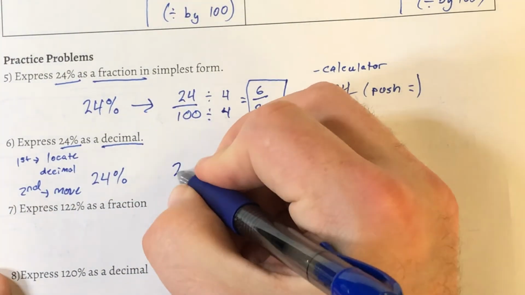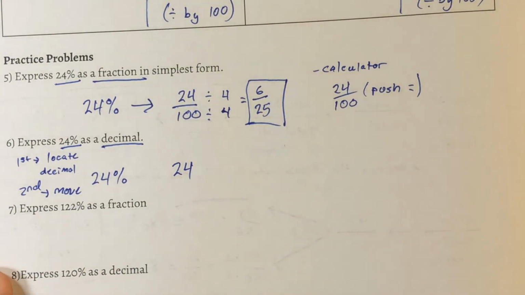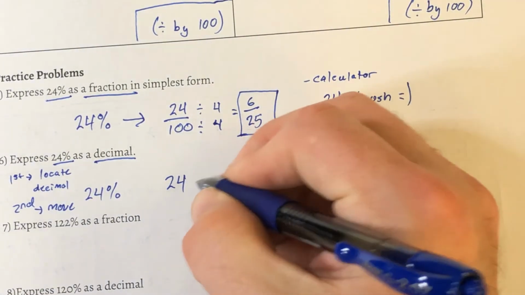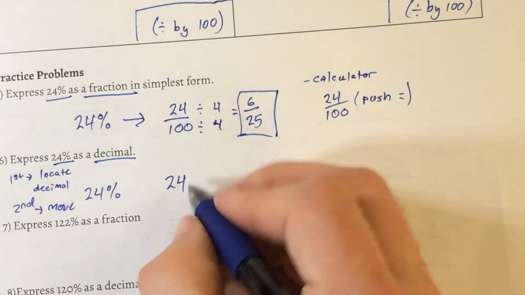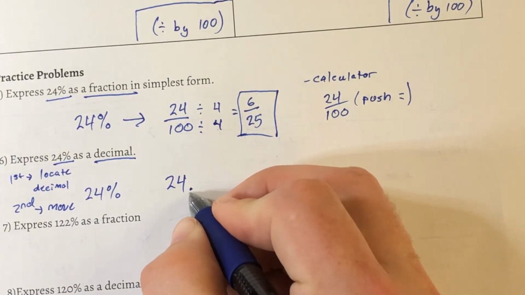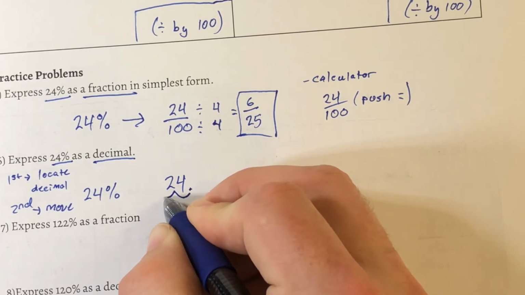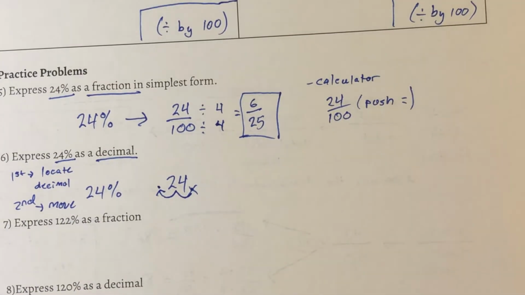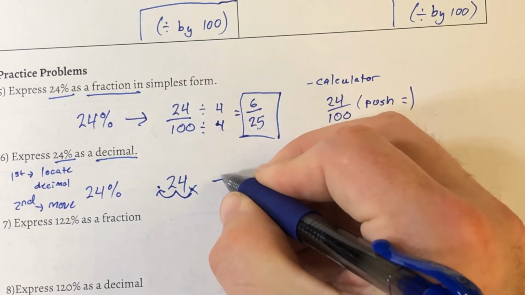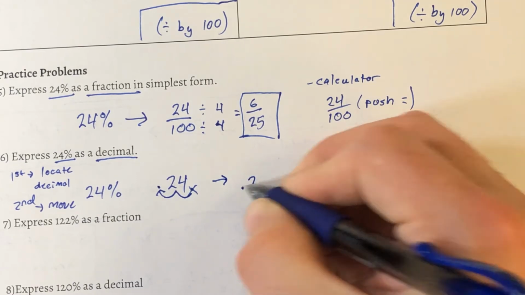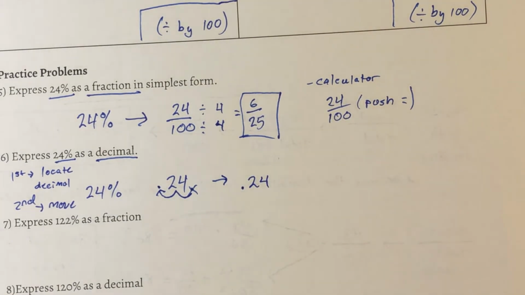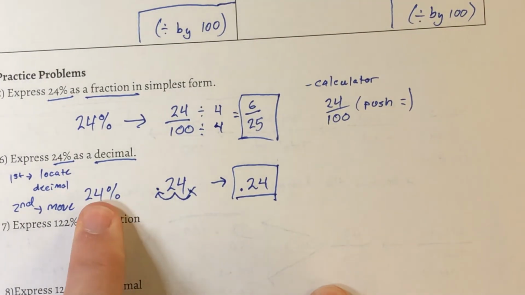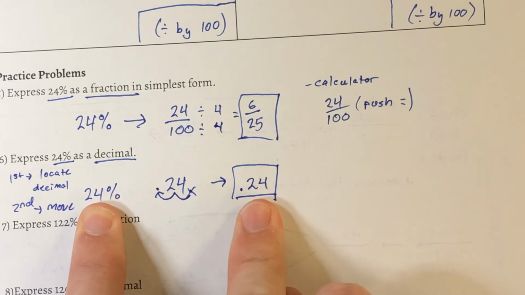All right, let's do that. So 24%. Let's get rid of the percent sign because it's becoming a decimal. I'm going to locate the decimal. All whole numbers have a decimal right up their backside. Now I'm going to move it 2 times to the left. I'm going to divide it by 100 essentially. So once, twice, it's now in front of the 2, not behind the 4 anymore. So it becomes 0.24 or 24 hundredths.